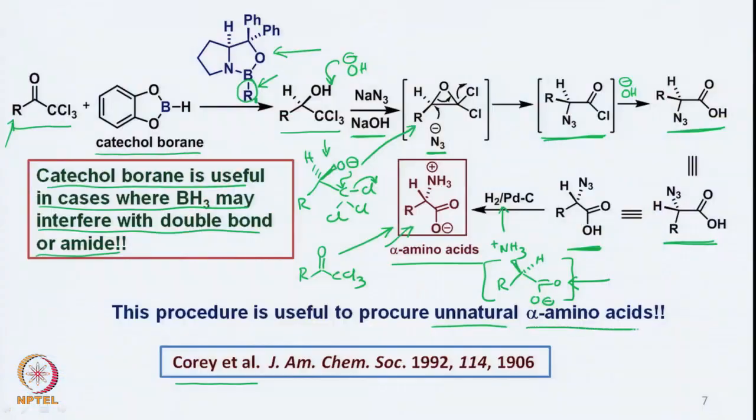And this is very useful because unnatural amino acids are important for making different types of peptides or proteins to study their effect in biological systems. So this is how this particular reduction has been done.